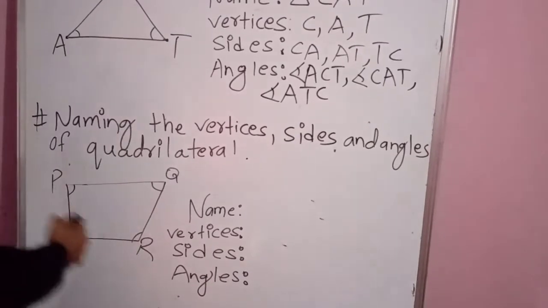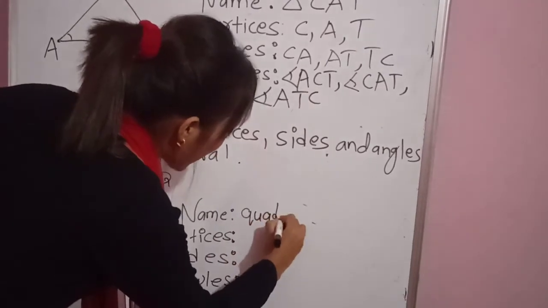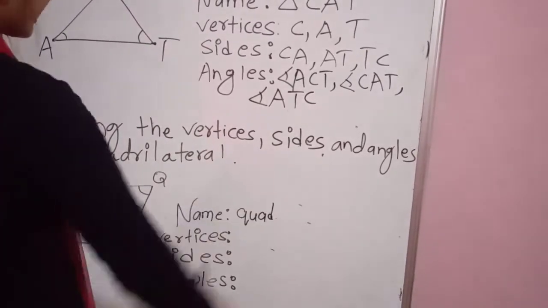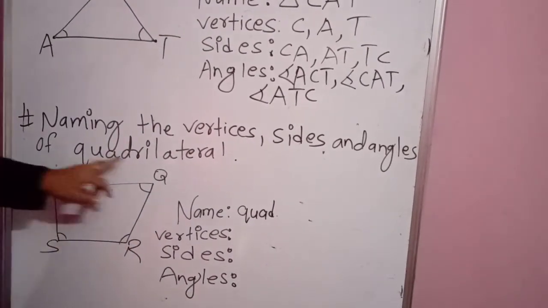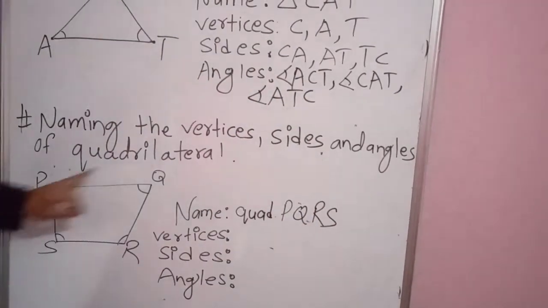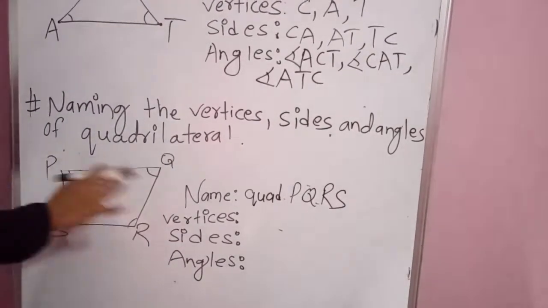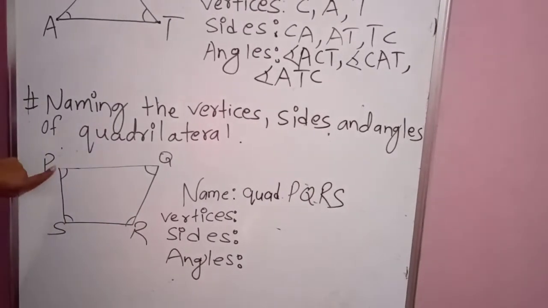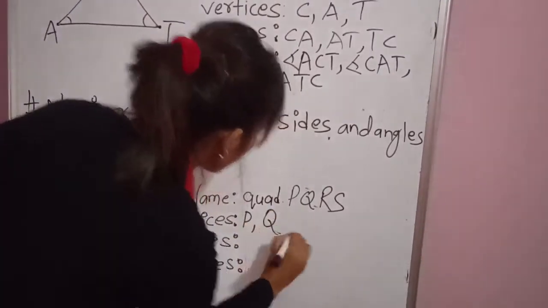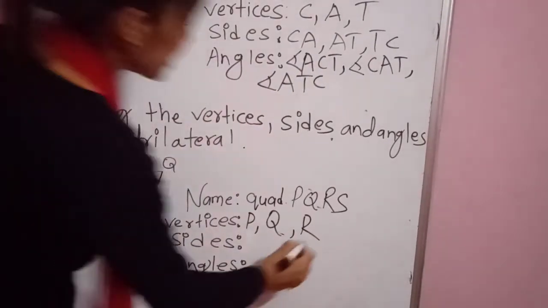While writing the name of a quadrilateral, you have to write a short form of quadrilateral, QUAD, and then the name PQRS. After that, the vertices names. There are 4 vertices, 1, 2, 3, 4. So you have to write the names. The first vertex name is P. After that, the second vertex name is Q. After that, the third vertex name is R. And the fourth vertex name is S.